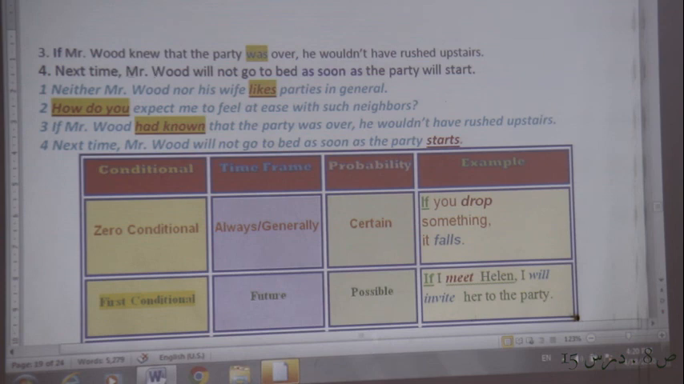So let's find the incorrect information and correct it. Next time Mr. Wood will not go to bed as soon as the party will start. So here we drop will. Pay attention to this. We drop will because there is no future after as soon as in this case. But here most students forget to add s after they drop will. Pay attention. Now you dropped will. The party is singular, so we need subject-verb agreement. So the party starts. Again, the party starts. Okay?